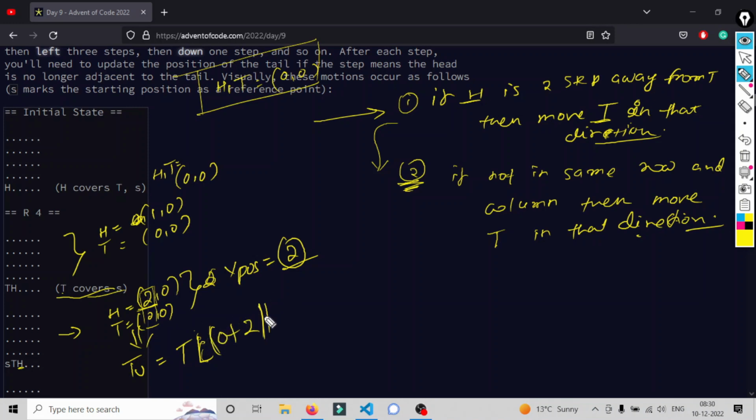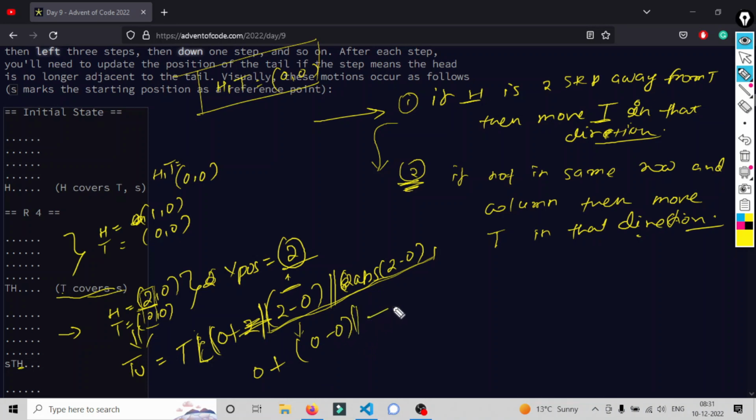Let me write it this way: 2 minus 0 divided by the absolute value of 2 minus 0. Why am I writing it in this format? Because I just want to follow the direction. Suppose this value is negative, then it will follow the negative direction. If the value is positive, then it will follow the positive direction. Same for the y position. Previous y value for t was 0, and now it is 0 minus 0 divided by the absolute value. If the absolute value is 0, then we will not apply this formula. So the new position of tail will be 1, 0.